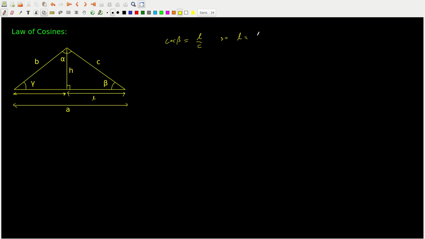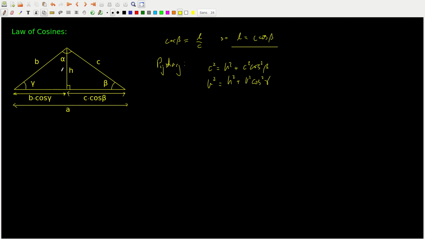So L, for example, would be c times the cosine of beta, and we can put that on the figure. The length of the base of this right triangle is c cosine beta, and similarly over here we've got b cosine gamma. Now we can use the Pythagorean theorem. Applying that in the two triangles, we've got c squared cosine squared beta, this length, plus this length squared, h squared, is equal to c squared. Over here we've got b squared is equal to b squared cosine squared gamma, plus h squared.